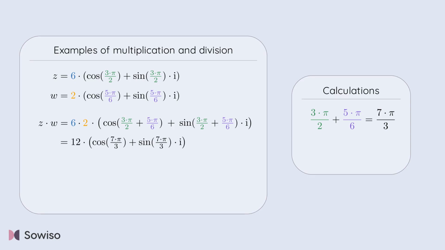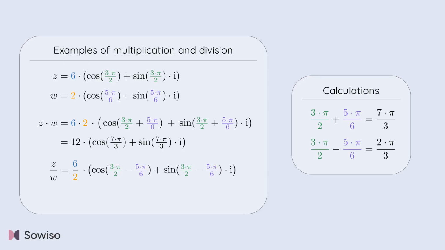Now let's look at their division. As we saw in the theory, we must calculate the division of their magnitudes and the subtraction of their angles. Replacing the values, we get that z divided by w is equal to 6 divided by 2 times cosine of 3 pi over 2 minus 5 pi over 6 plus sine of 3 pi over 2 minus 5 pi over 6 times i. 3 pi over 2 minus 5 pi over 6 is 2 pi over 3.